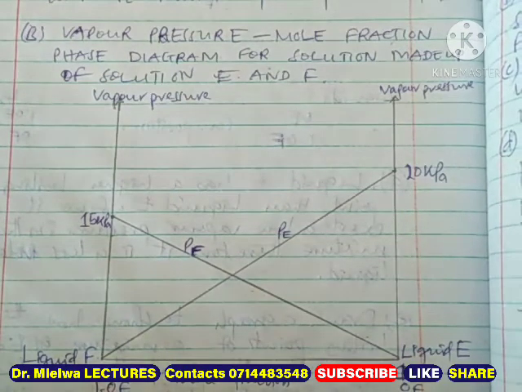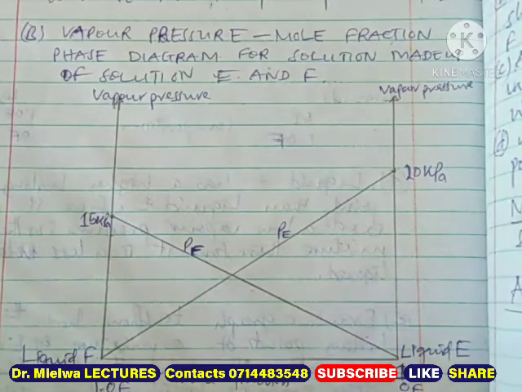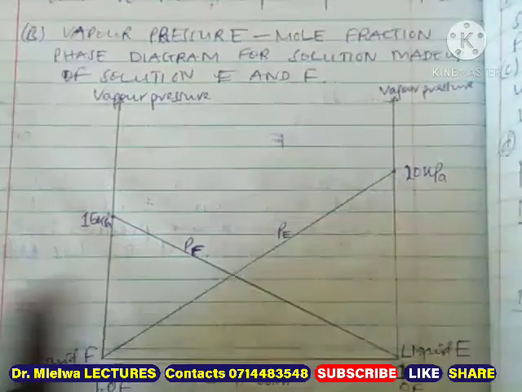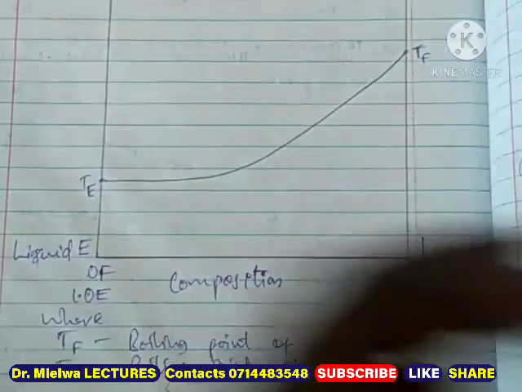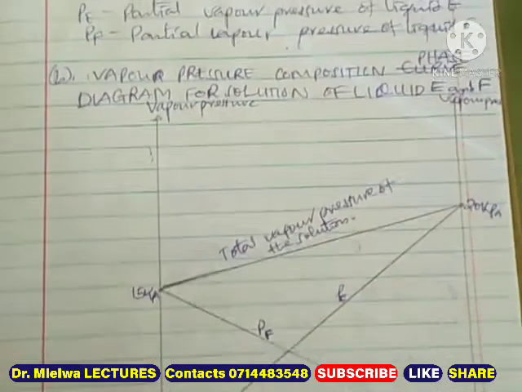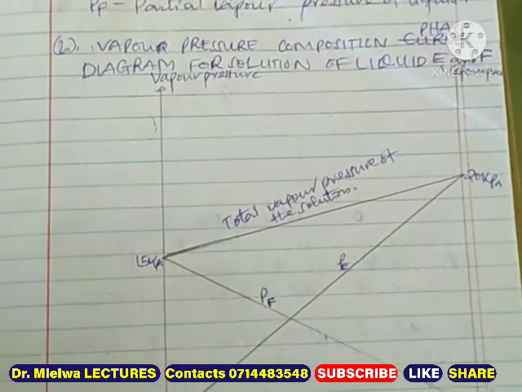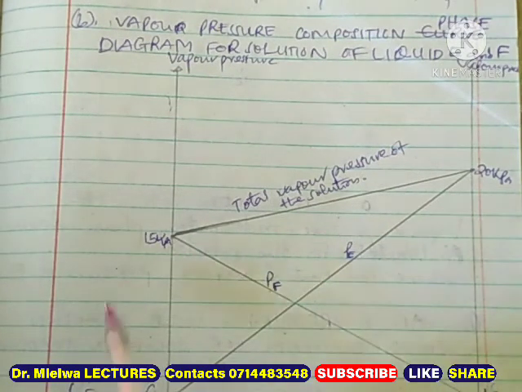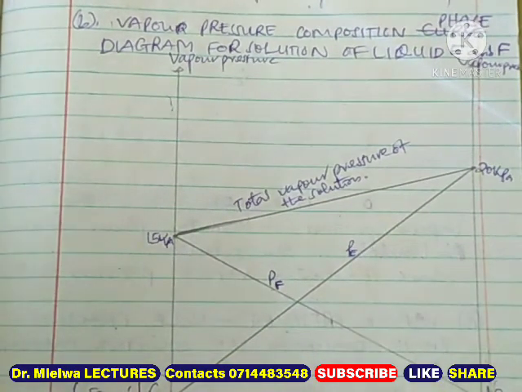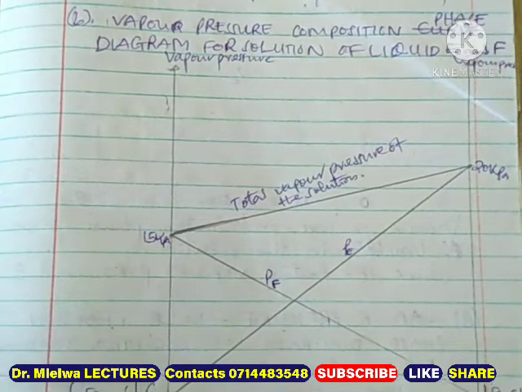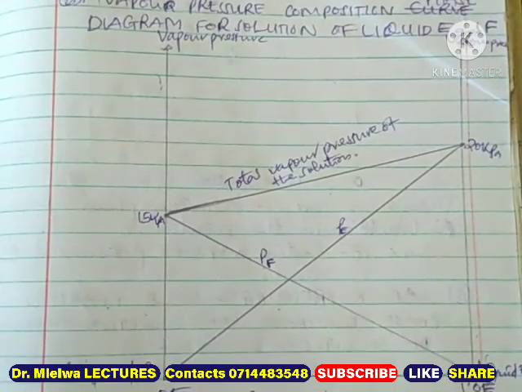Hiyo ni part B. Part C requires us to draw the graph of total vapor pressure ambayo itastart from here to here. Kama umeangalia sessions za ideal solution, I hope itakuwa very easy kwa wewe kuelewa. So hiyo part C tunaongeza graph ya total pressure. Unaona hiyo part C, vapor pressure composition phase diagram for solution of liquid E and F. Part C tunakuwa tunaongeza kama hivyo.